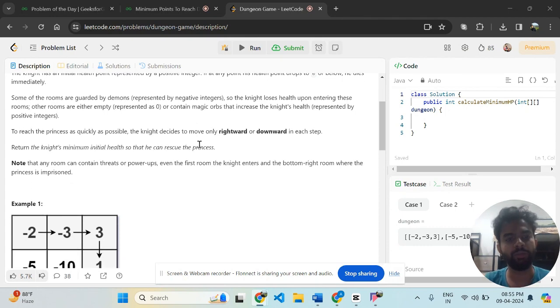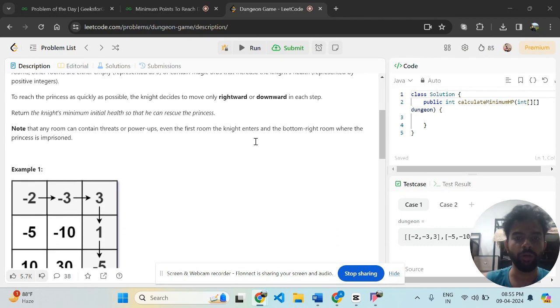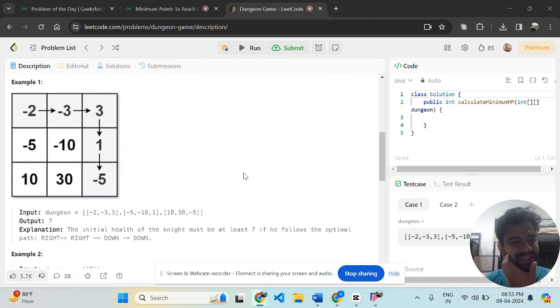To reach the princess as quickly as possible, the knight decides to move only right or downward in each step. So this is how the problem has been analyzed: we have to reach -5. Sometimes it will face a negative and lose health, sometimes it will face a positive and gain health, and sometimes there will be empty rooms.